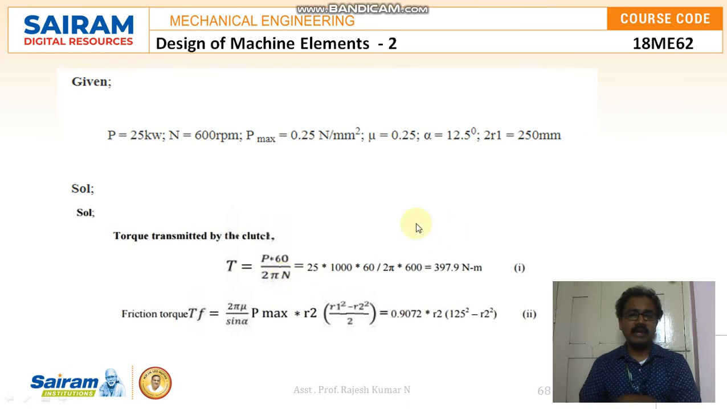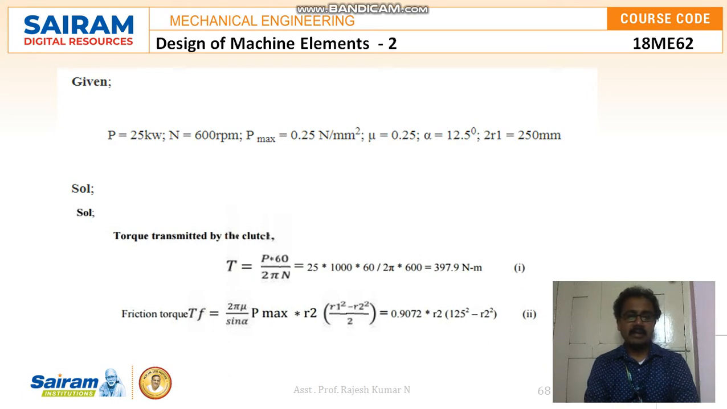So let me write down the given data. This is the first cone clutch problem we are solving in this video. Given power 25 kilowatt, speed 600 rpm, pressure 0.25 Newton per mm square, coefficient of friction 0.25, and the semi-cone angle, alpha, is 12.5 degree, and 2 times R1 is equal to 250 mm.